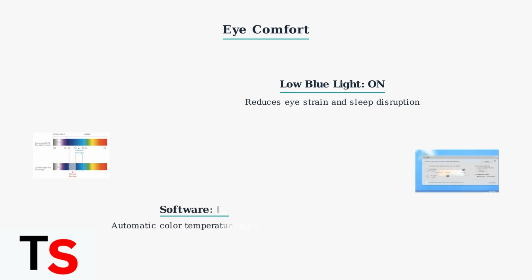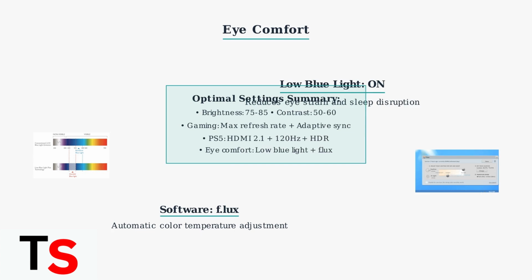For additional blue light control, consider using software like F.lux. This application automatically adjusts your screen's color temperature throughout the day, providing warmer colors in the evening to promote better sleep. These optimized settings will significantly improve your Sceptre monitor experience, whether you're working, gaming, or watching content. Remember to adjust brightness based on your environment and enable eye comfort features for extended use.